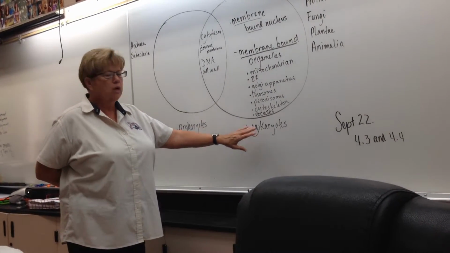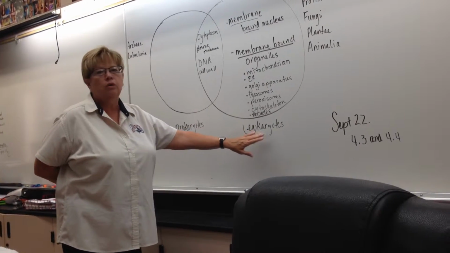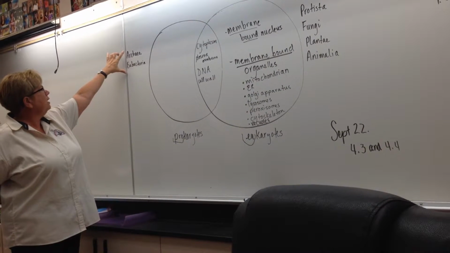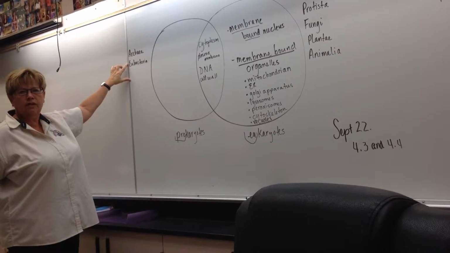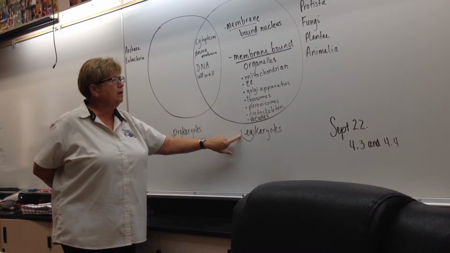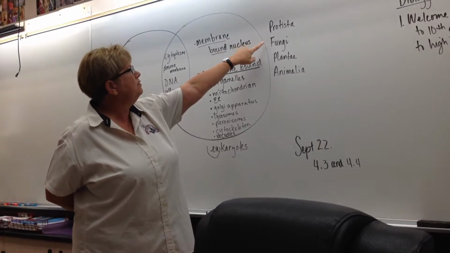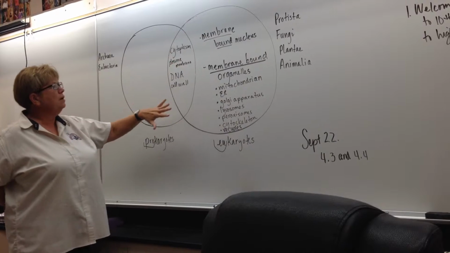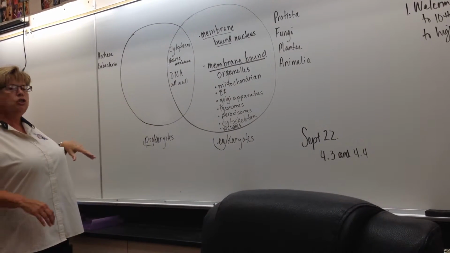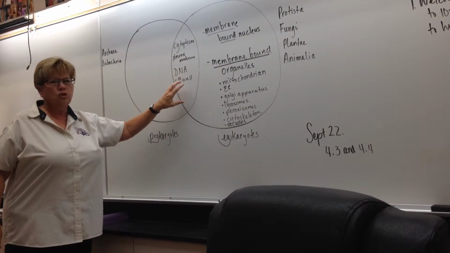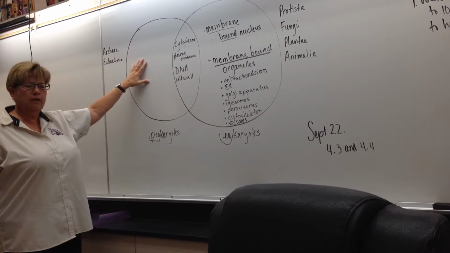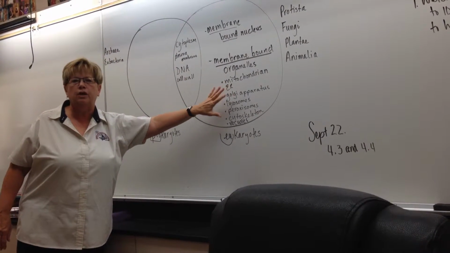Eu means true. So these are cells with true nuclei. The kingdoms that are prokaryotic are archaea and eubacteria. The kingdoms that are eukaryotic are protista, fungi, plantae, and animalia. This Venn diagram is going to be used to show what structures they have in common, what structures are only found in prokaryotes, and what structures are found in eukaryotes.